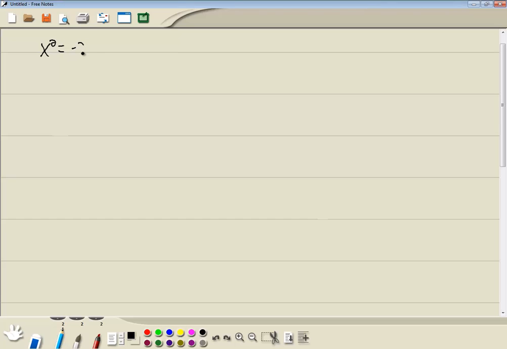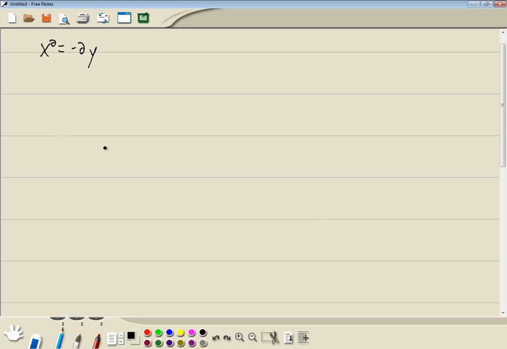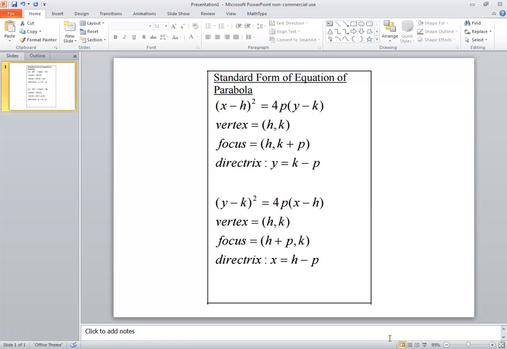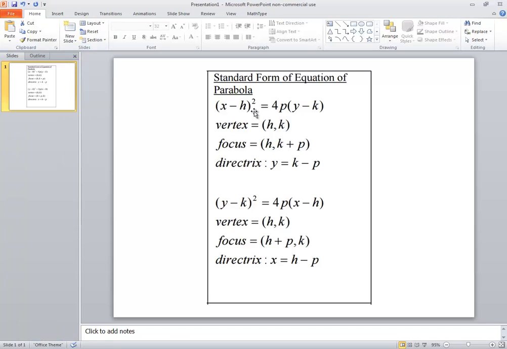X squared is equal to negative 2y. Well, we have to see which one it matches up with. We got two formulas. Top one, where the square is on the x, or the bottom one, where the square is on the y. Well, in this problem, we have the square on the x. So we would use the top formula.